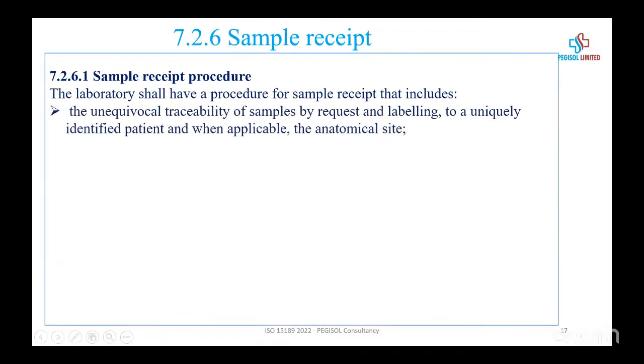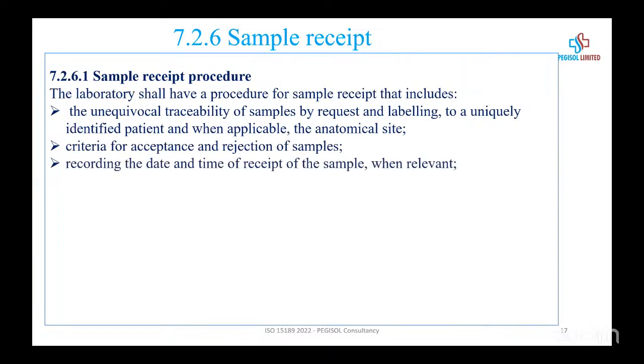So, sample receipt. There should be a sample receipt procedure. How do you receive your sample? The laboratory shall have a procedure for sample receipt that includes unequivocal traceability of the sample, by the request and labeling, to a uniquely identified patient and, when applicable, also the anatomical site, in cases of histologies or some other form of testing. Next, criteria for acceptance and rejection of samples must also be there.